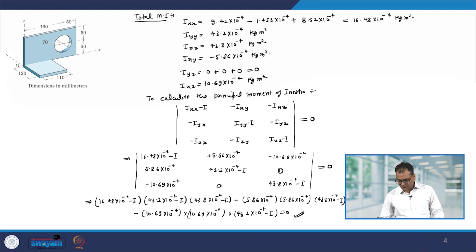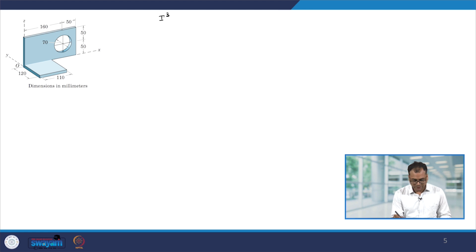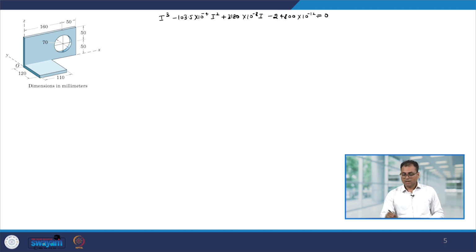So, this equation I can simplify. After simplification, we get I^3 − 103.5 × 10^-4 I^2 + 3180 × 10^-8 I − 24800 × 10^-12 equal to 0. Now, this equation is in the form of I to the power 3, therefore, it will have 3 solutions of the I's, and let me write down the solution.